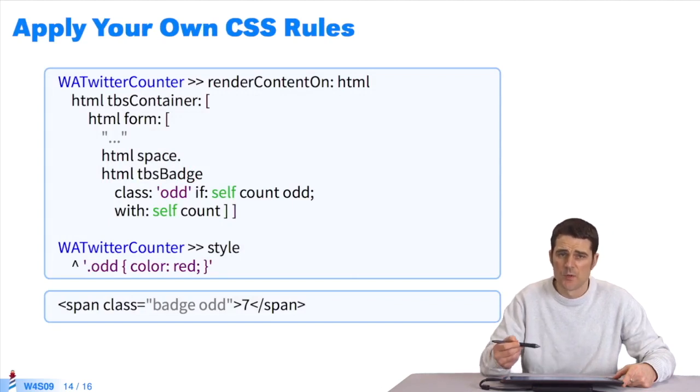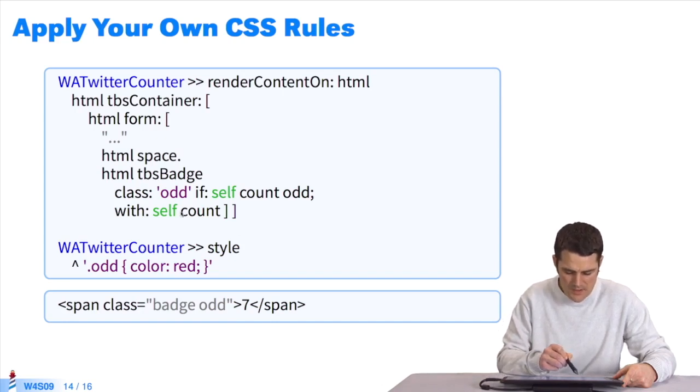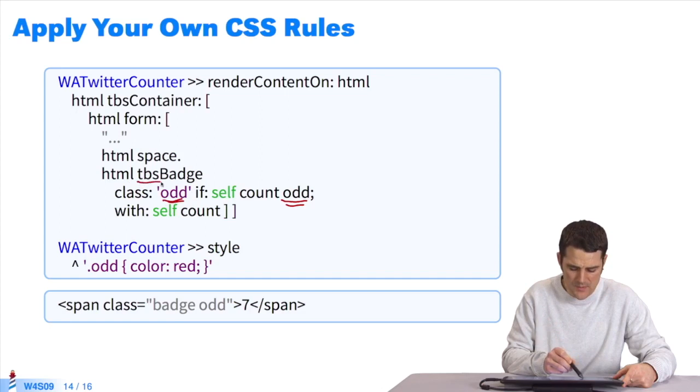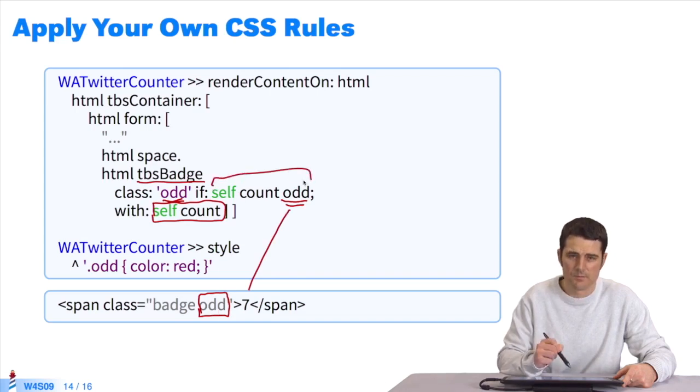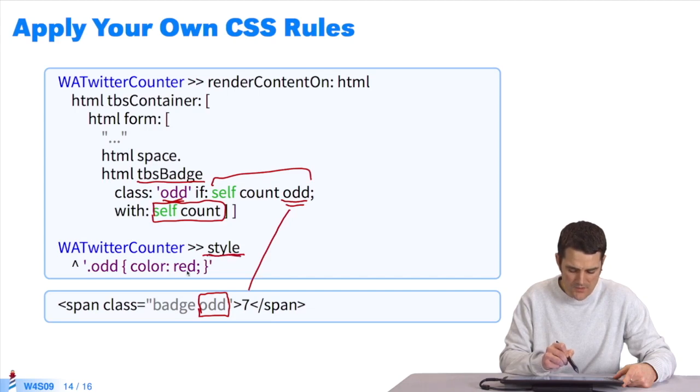You can go even farther, beyond Bootstrap. You can define your own style rules. For example, here I decided to say that I want all odd elements to be in the odd class. Every time I render the counter value here as a TBS badge, that is, the counter value will be displayed. But I'm adding the CSS class odd, only if the value is odd. The CSS class is added only if the condition is true. I defined the CSS class odd by defining the method style on my counter. It will return a character string according to CSS style rules. .odd color red will make the counter red for odd numbers.